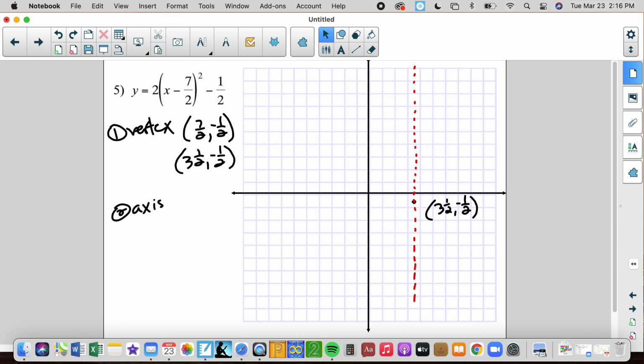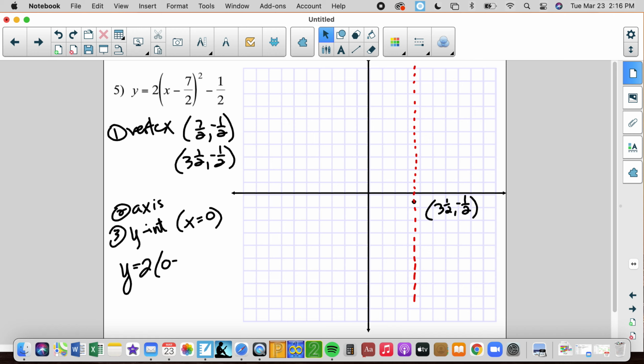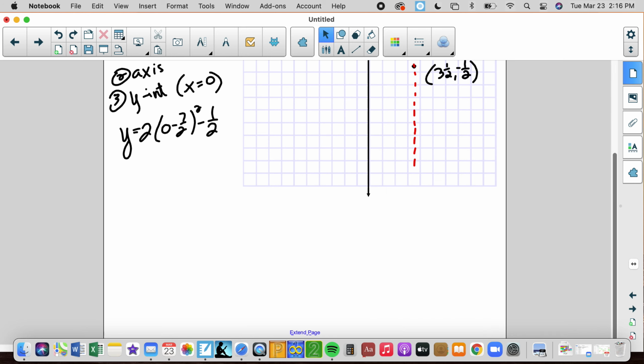Now, let's do our y-intercept. It's going to be plugging in a 0. Actually, we get away with a whole number here. So if we plug in 0, maybe we're not going to get it. We'll see. I don't think so. y equals 2 times 0 minus 7/2 squared minus 1/2. That is some good multiplication there. So we get y equals 2 times negative 7/2 squared minus 1/2. Negative 7/2 squared is 49/4 minus 1/2.